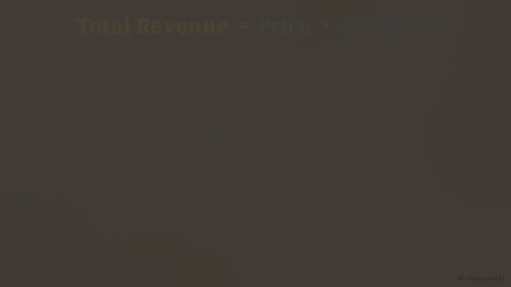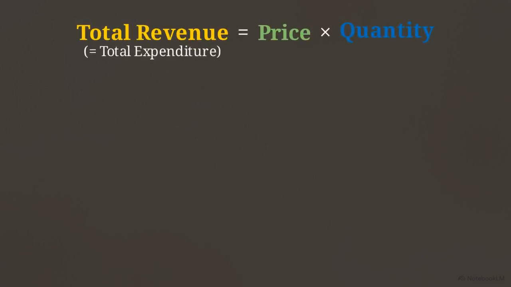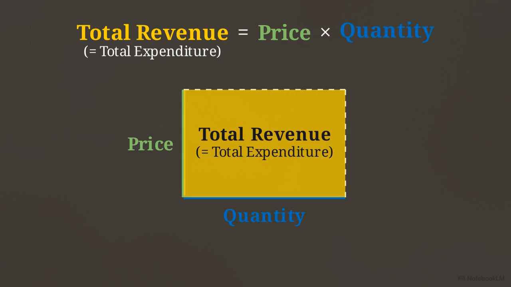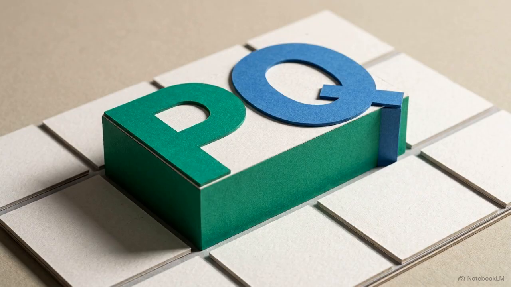Before calculating elasticity, we start with a strict equation. Total revenue for a firm is exactly equal to the total expenditure of the consumers. It is calculated by multiplying the price of an item by the quantity sold. To understand how consumer behavior dictates pricing strategy, we need to translate that simple multiplication problem into a physical shape.